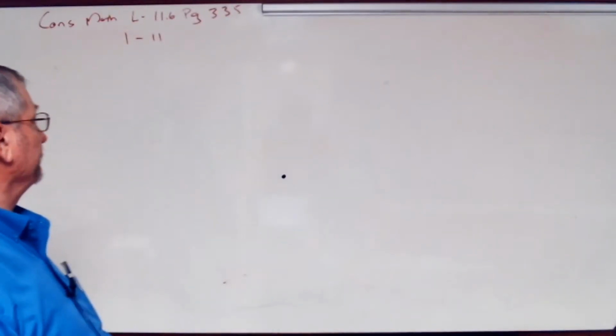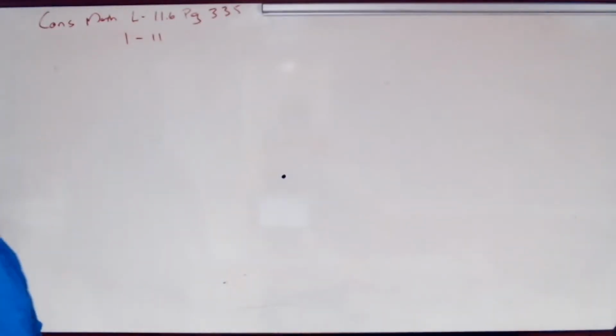Consumer Math, lesson 11.6, page 335. Proceeds from bonds. So when you buy a bond, you keep it for a number of years, you earn interest on it, and you get more money back than you put in, assuming what you sold it for. So here's what's going on.